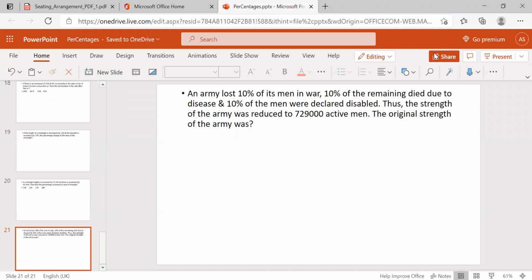See, here, what they're asking, first they lost 10%. Suppose think 100 members is there, they lost 10%. And then again 10%, and then again 10%. So 100 is there, first it's decreased to 90, then 10% again, then it's decreased to 81, again 10%. So it is decreased to 72.9, sorry, 72.9, less than 81. Okay.